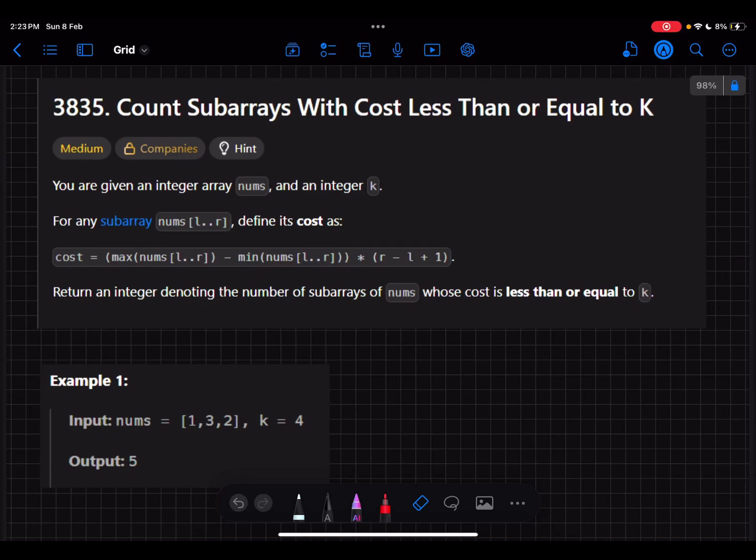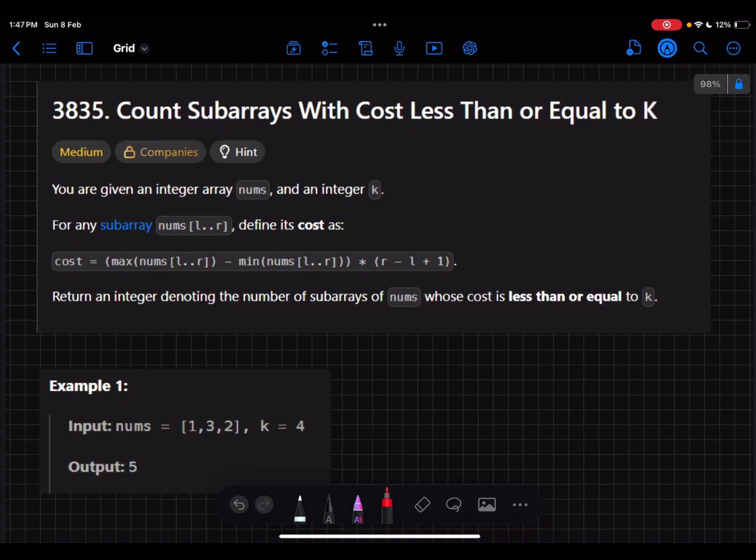Hey everyone, today we'll be having a look at question number 3835. Count subarrays with cost less than or equal to k. In this question, we are given an integer array nums and an integer k. And we need to find the number of subarrays such that the cost is less than or equal to k.